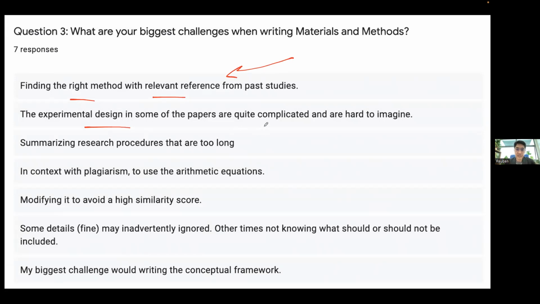Experimental design, some papers are quite complicated, quite hard to imagine, of course. Yep, definitely, maybe, but it's not your fault. Sometimes people didn't write the methods really, really well. So that's one of the issues. Sometimes it's you, sometimes it's the paper itself.